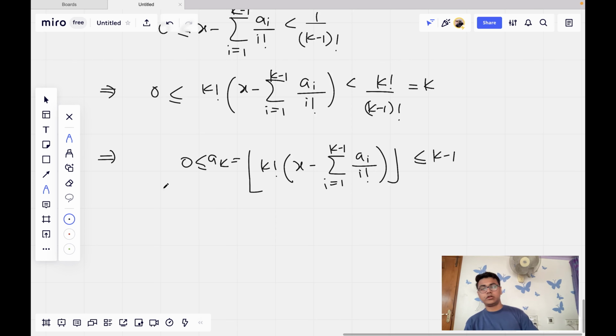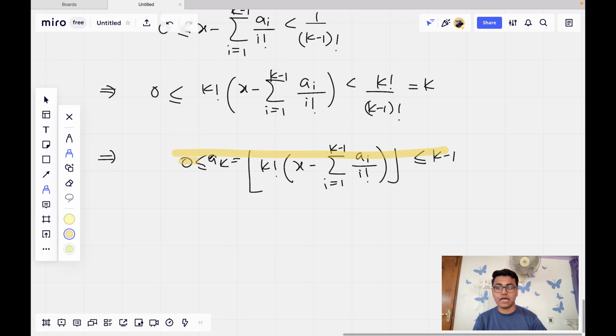So what we have shown till now is that if such a representation exists, it must be unique. Now we have shown that such a representation does exist. Because we have uniquely determined each of the values a1, a2, a3, and we have also shown that they do indeed exist.